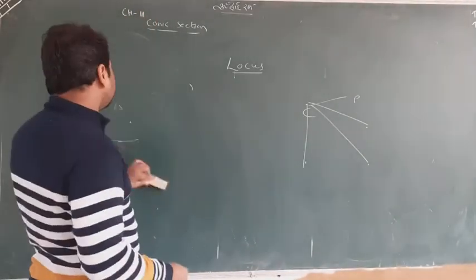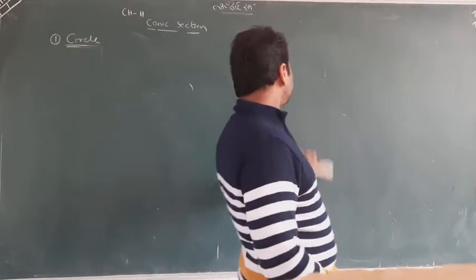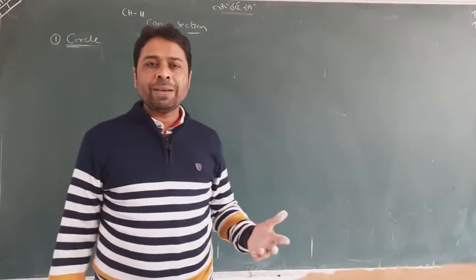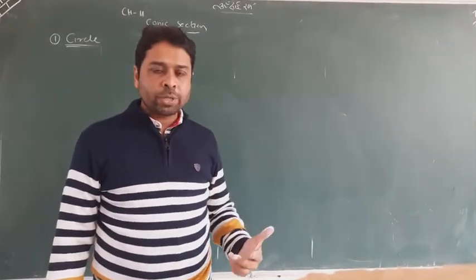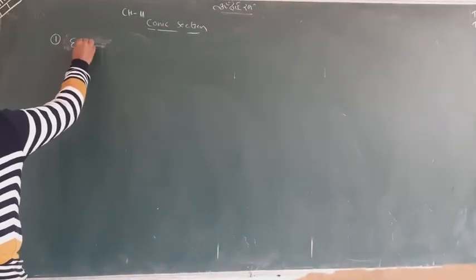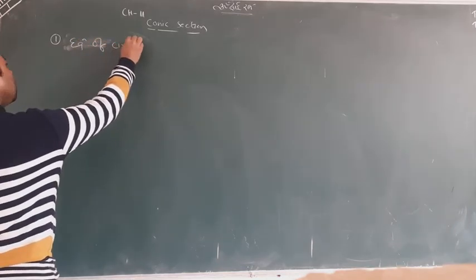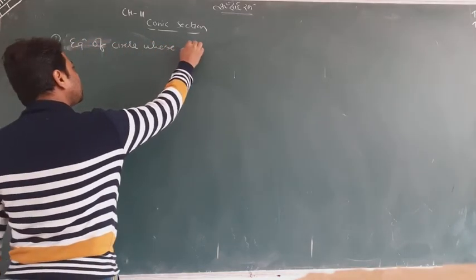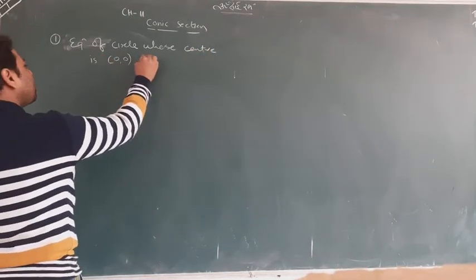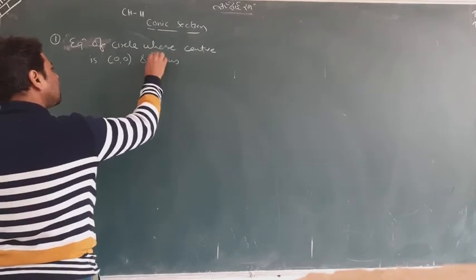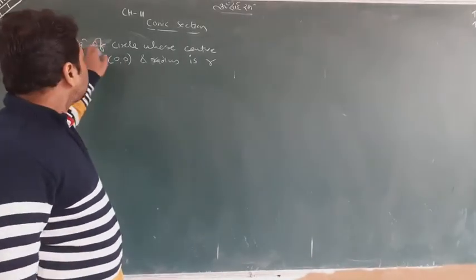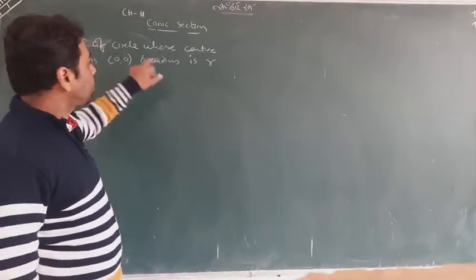You must know this, guys, you're in 11th class. Now I'll tell you the equation, because we have already seen the equation of a line. Today I'm telling you the equation of a circle. First of all, the equation of a circle whose center is the origin point and radius is r. This is the condition.